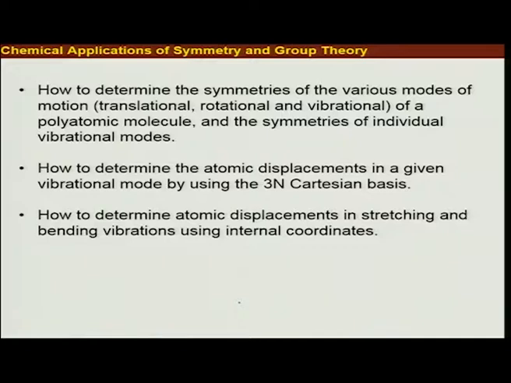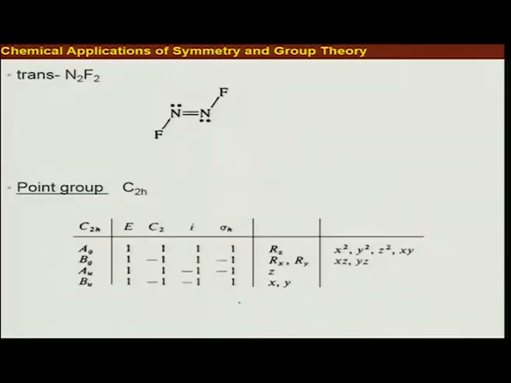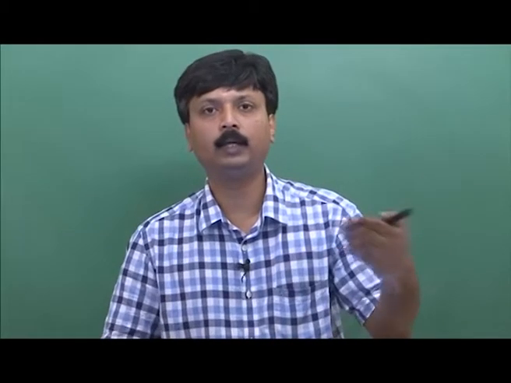For example, we took the case of the planar N2F2 molecule, and we systematically figured out what the normal modes are, what their symmetries are, and how the normal modes look. So how did we do it? We first found out the point group. We opened the character table of that particular point group and kept it with us because we needed to use it, very similar to the case of SALCs.